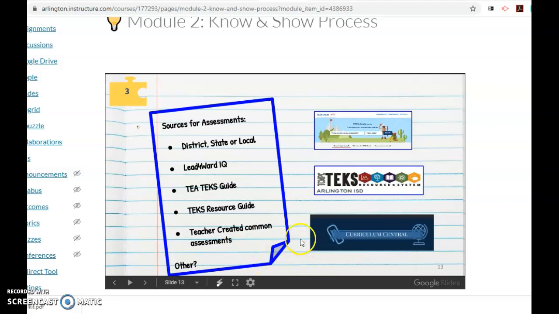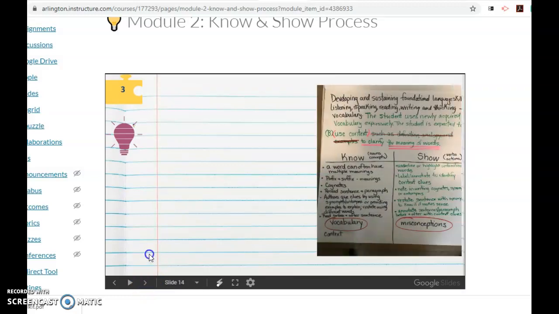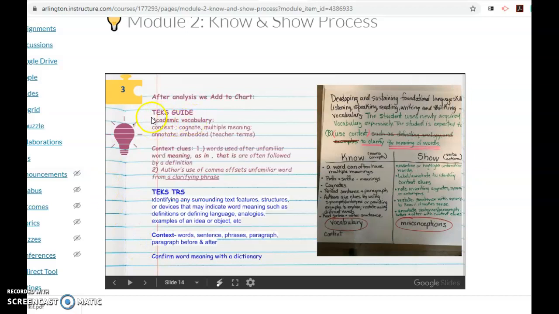In Curriculum Central, you will also have some supporting documents that may be of value to you as you are analyzing student work. That information is also combined from the TEKS guide. I found information about academic vocabulary, context, cognates, multiple meanings, and even the terms annotate and embedded. Those may be terms that I'm only going to use as the teacher, but I want to make sure that students understand those words because they're very important to that concept.